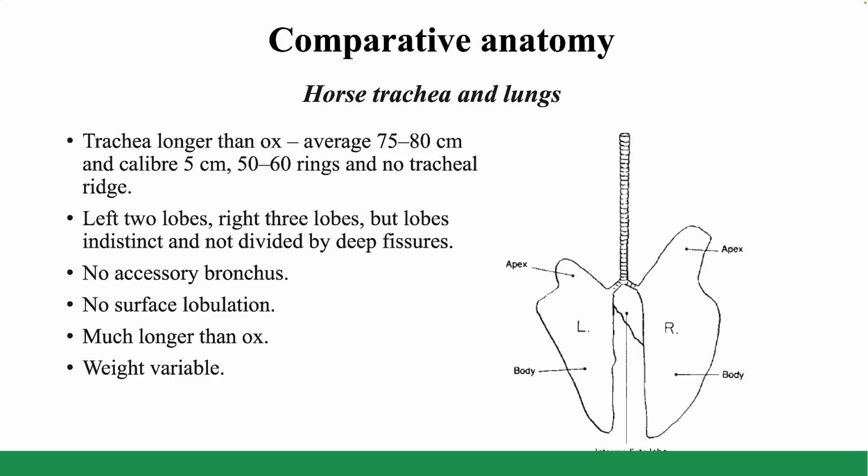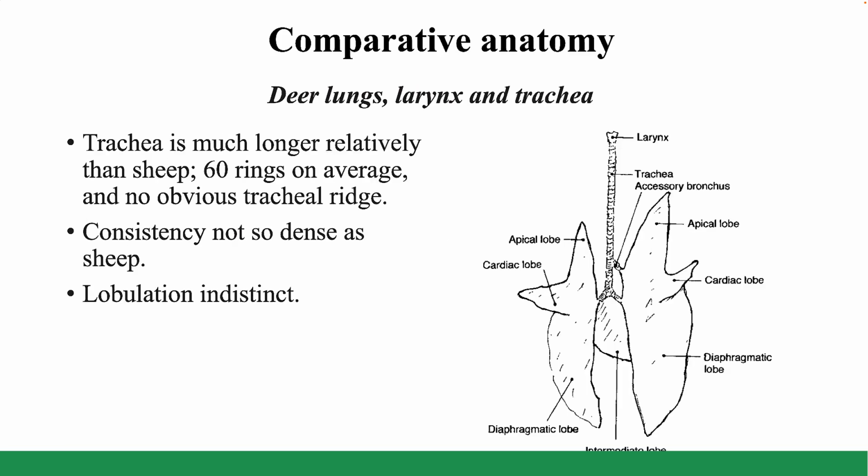So there are 2 lobes on the left, and on the right there are 3 lobes, but you don't have deep features to differentiate them. A much longer trachea here than in ox, and weight is also variable, and you can see here we don't have an accessory bronchus to go towards the apical lobe.